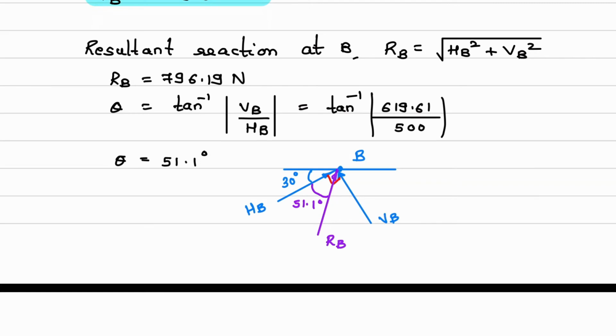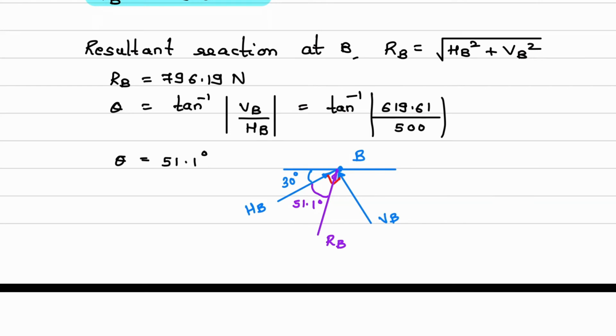Now here you can use trigonometry. If you complete this triangle over here, tan theta, which is tan of 51.1, is equal to, this is 90 degree, opposite side, which is VB, upon adjacent side, which is HB. So we can cross verify the solution. This angle of resultant, this angle theta which we calculated, is with respect to HB. Remember that this is not with respect to horizontal. It is actually with respect to the HB force, which can be either horizontal or inclined.